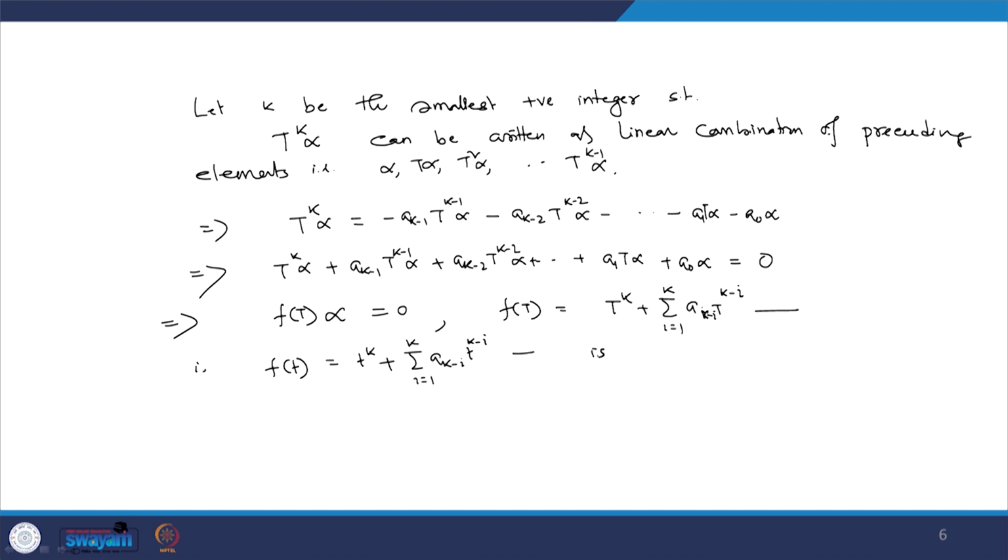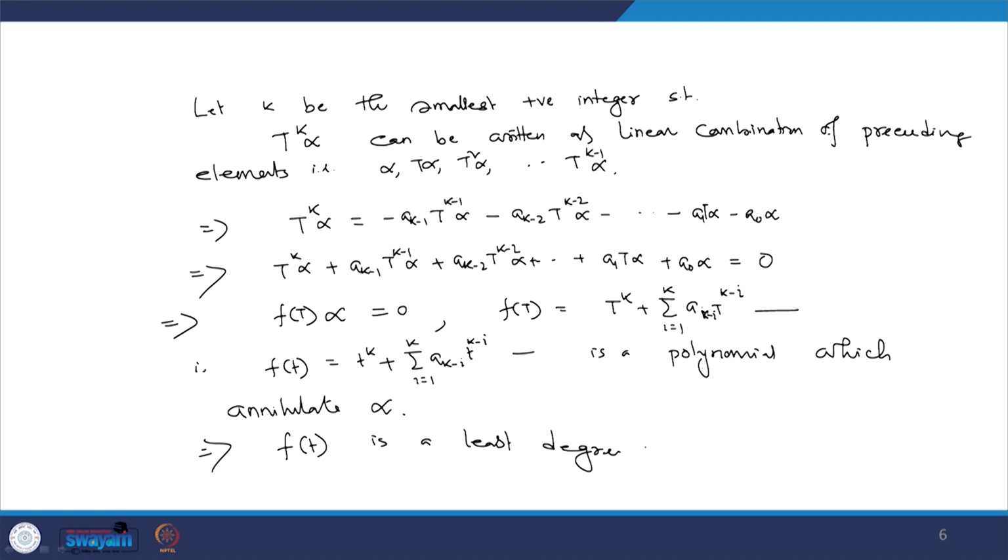The polynomial which annihilates alpha. Not only alpha, I will say that this f(t) is the least degree polynomial such that f(t) of any element in Z(alpha; T) is equal to 0.